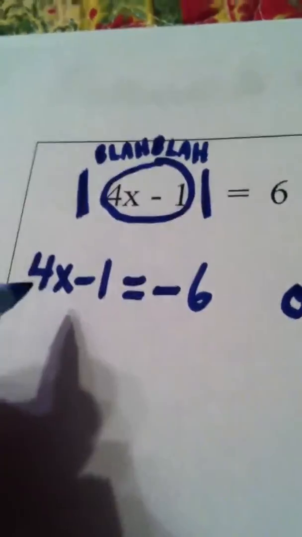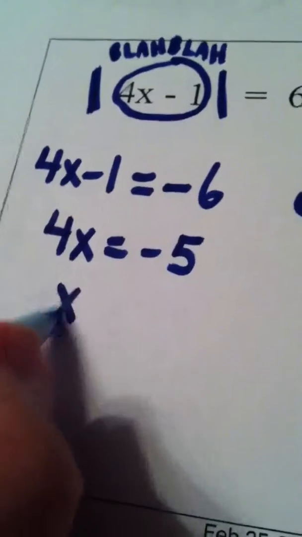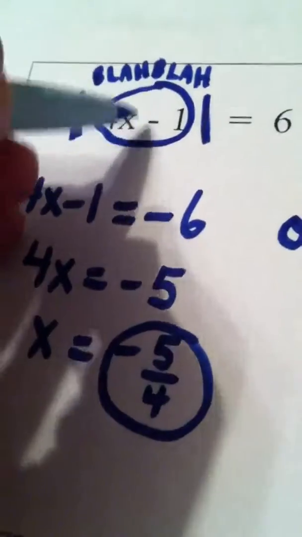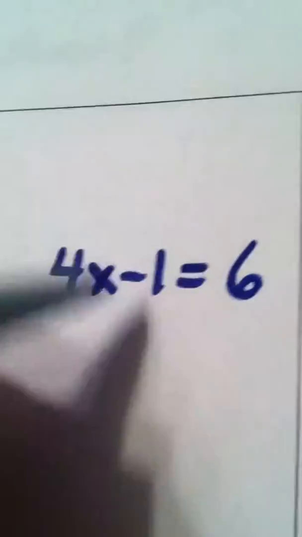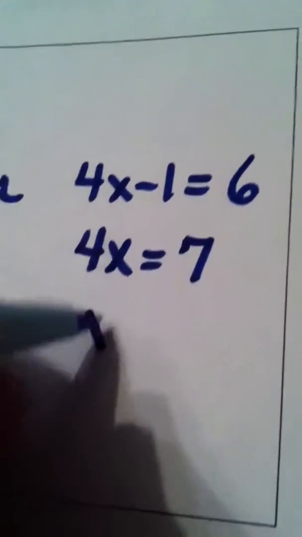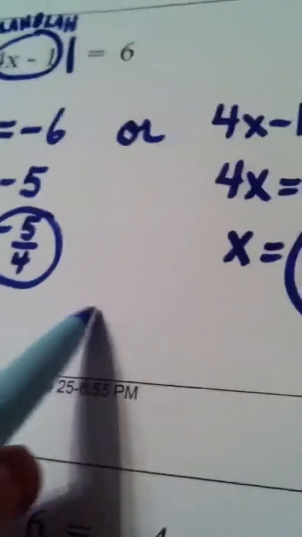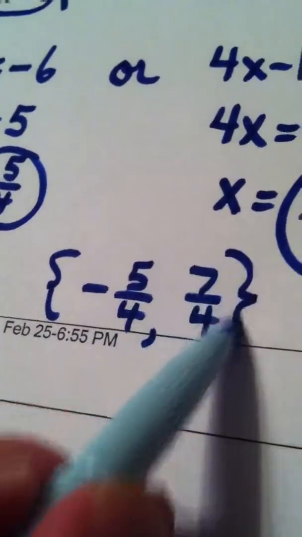When I now solve this, let's add 1 to both sides of the equation. 4x is equal to negative 5. When I divide by 4, I get the answer negative 5 over 4. Now remember, it's okay to get negative x values. Things that go in here can be negative. What can't be negative is the final answer that comes out. And one more case. When I add 1 to both sides here, 4x is equal to 7. When I divide by 4, x is equal to 7/4. So I have two answers here. I have a negative 5/4. I also have a 7/4.